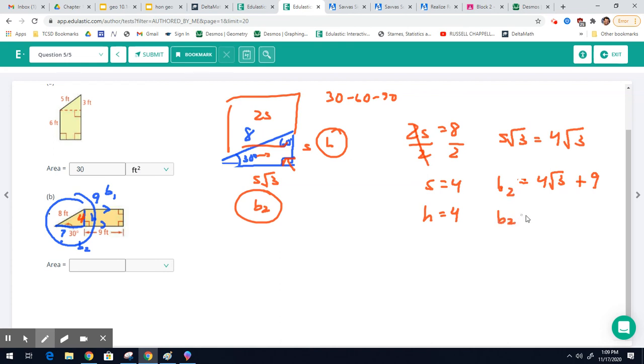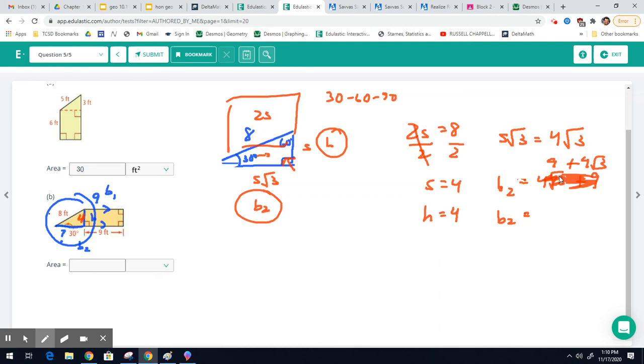Okay, so what is base 2 going to be equal to? Well, I'll type in 4 square root of 3 plus 9. I'm afraid of losing this, so I'm going to just leave it there. So I do 4 square root of 3. Make sure the 9 does not go inside. You might want to do 9 plus 4 square root of 3. That might be better. So maybe I'll switch this around. How about you do 9 plus 4 square root of 3, just to help yourself out.